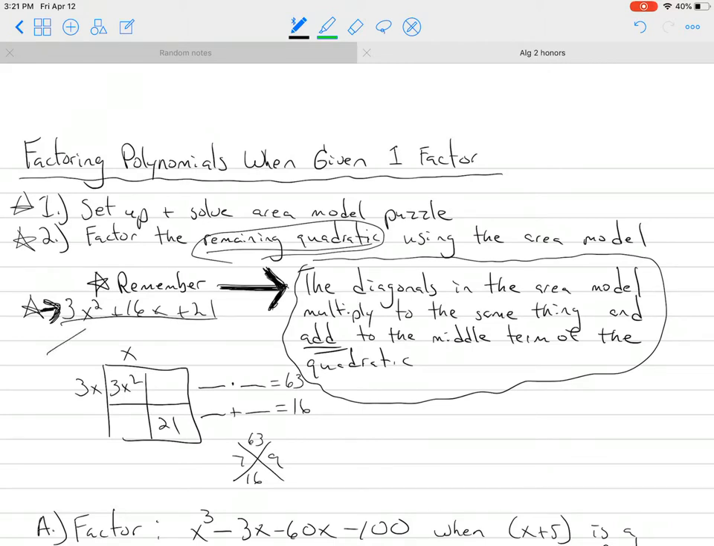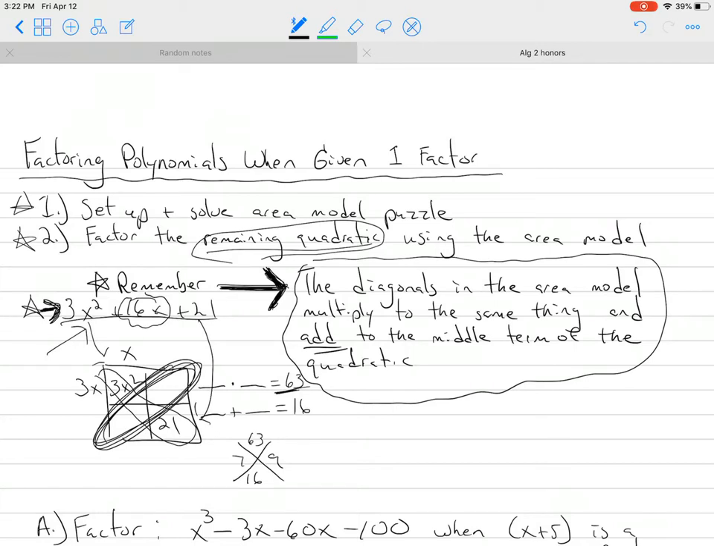So if I had this to begin with, I know that the 3x squared goes there. I know that the 21 goes there. I know that these two numbers need to multiply to the same thing as these two numbers, right? So this times this has to equal 63, which is 21 times 3. But I also know that these two missing numbers have to add together to this middle term, right? So they have to multiply to 63 and add to 16.